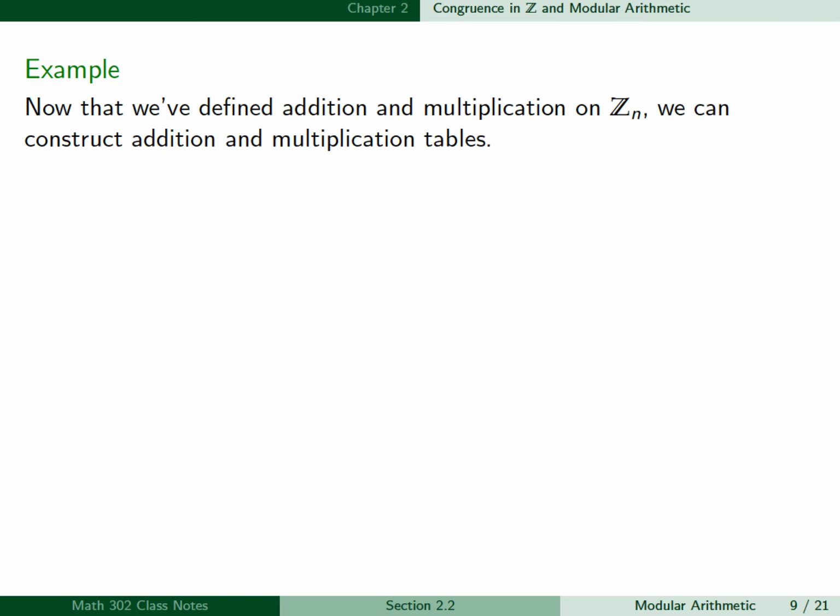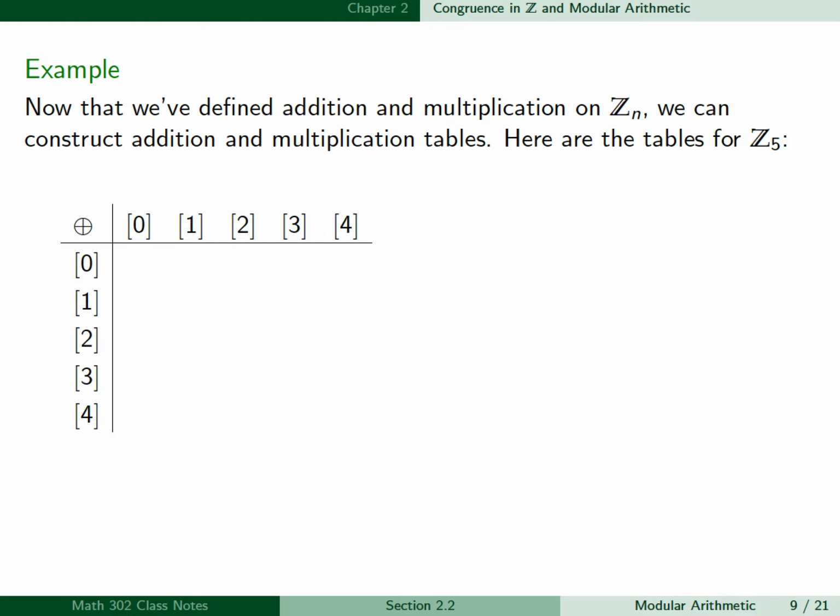For an example, now that we've defined addition and multiplication on Z sub n, we can construct addition and multiplication tables. So here are the tables for Z sub 5. First we have our addition table. So we have the entries class of 0, class of 1, class of 2, class of 3, class of 4 listed along the top and on the left. And then we can fill in the entries. So the class of 0 plus the class of 0 is just the class of 0. The class of 0 plus the class of 1 is the class of 1. And we can continue.